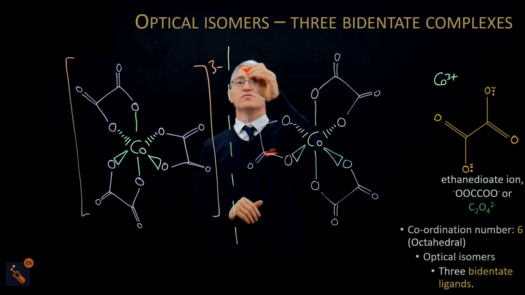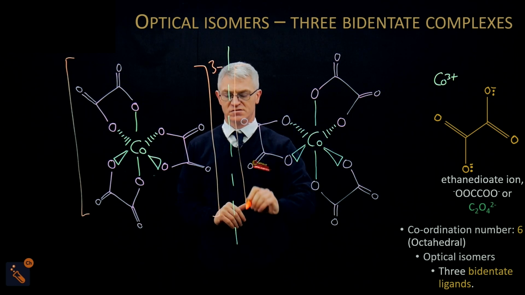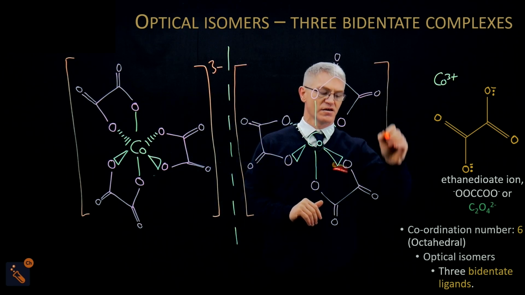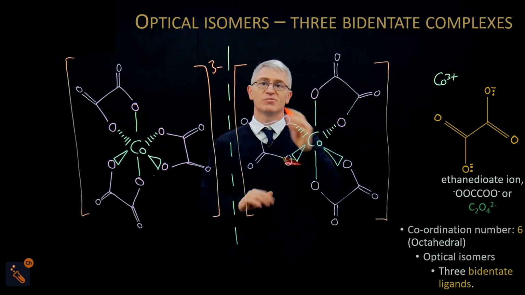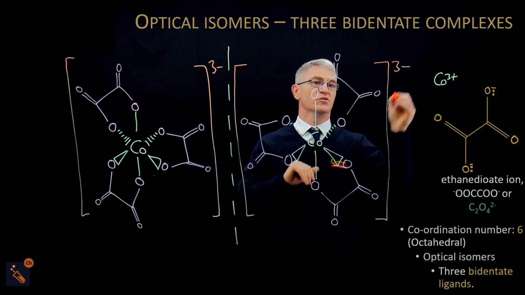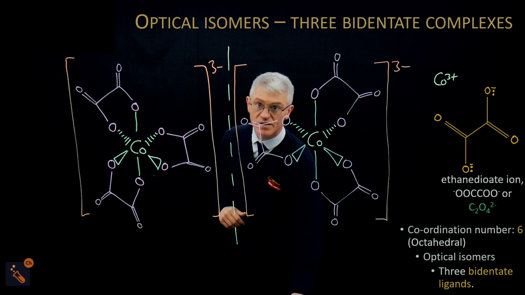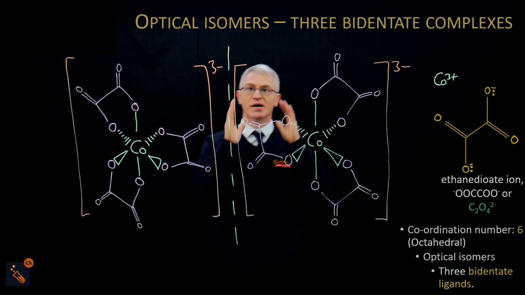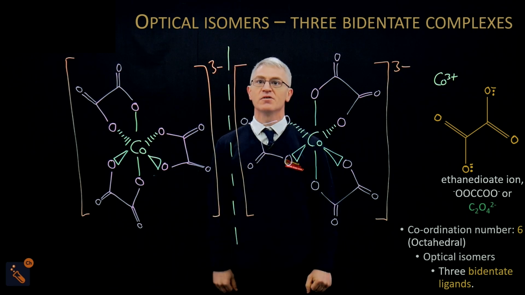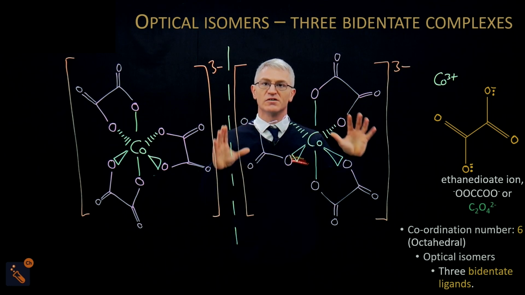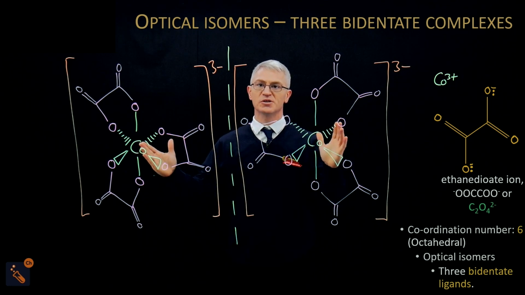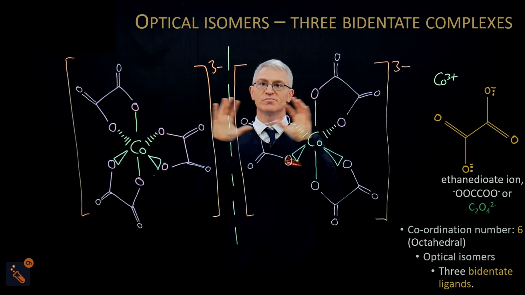And then all we do is put the brackets on. And we know it's 3 minus, so we're going to put 3 minus on there. Okay, so you've got 2 optical isomers, enantiomers, non-superimposable mirror images.